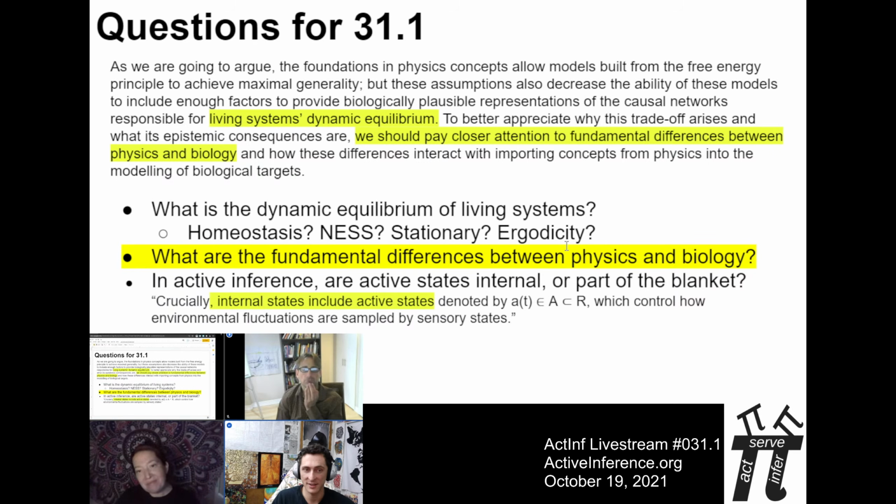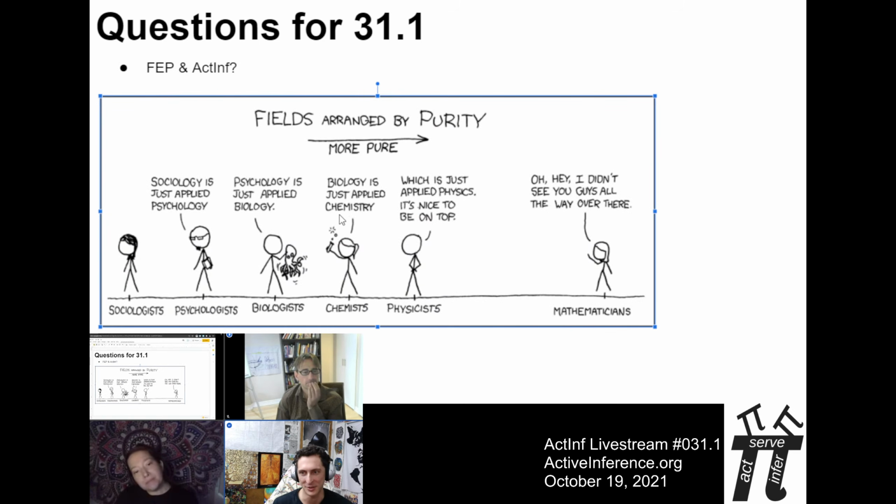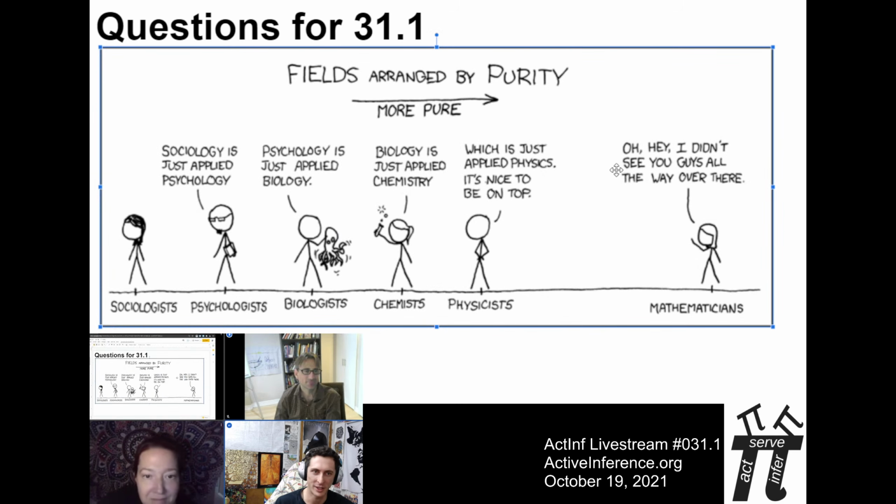They were salient. They were different from your generative model, so it's a nice way to put it. And then I'll just show this one comic, and then Stephen. So this is a classical XKCD comic: the fields arranged by purity.